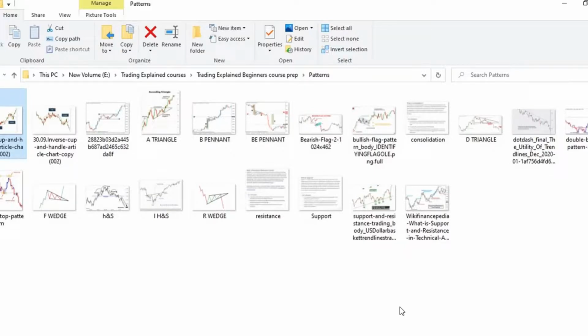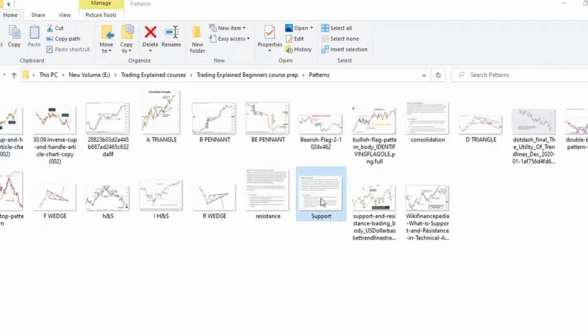But before we dive in and understand those patterns, I want to clear a few terms so it becomes easy for the road ahead. So what are those terms? Those terms are support, resistance, and consolidation. So let's go forward and look at what they actually mean.